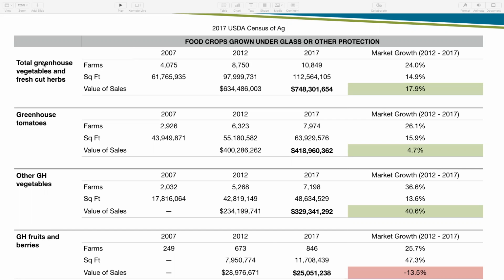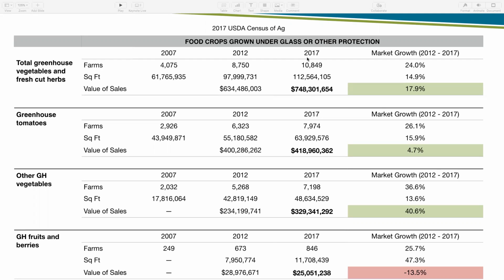Looking at the total greenhouse vegetables and fresh cut herbs production market value, the market growth from 2012 to 2017 was a reported growth of 17.9%. So we have almost 20%, 17.9% market growth in terms of value of sales. The value of sales jumped from 634 million in 2012 to 748 million in 2017.